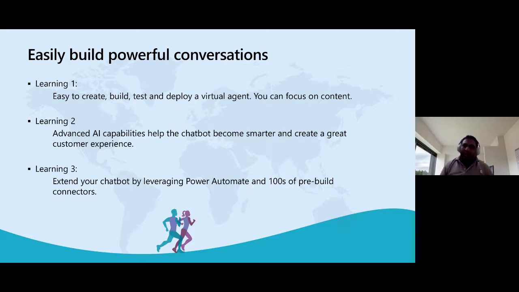And you extend your chatbot by leveraging Power Automate and hundreds of pre-built connectors. That's another big advantage of Power Automate. Whenever you're connecting with Power Automate, you want to send a notification or get some information from the user and save it in a SharePoint site or in a Dynamics 365 site, wherever you want, you are able to do that. That's easy. If you have knowledge about Power Automate, immediately go inside and do it. It's very easy to integrate with Power Virtual Agent.